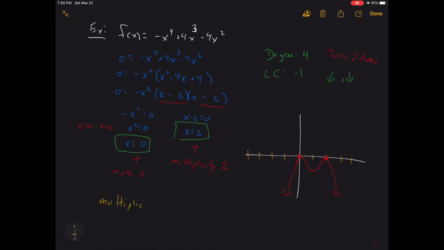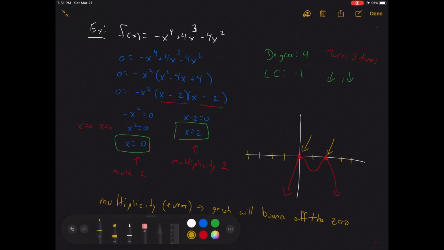When you have a multiplicity which is even, so a multiplicity of an even number, the graph will, for lack of a better word, bounce off the 0. As you can see here, the multiplicities bounced off the 0. It did not go through the x-axis.